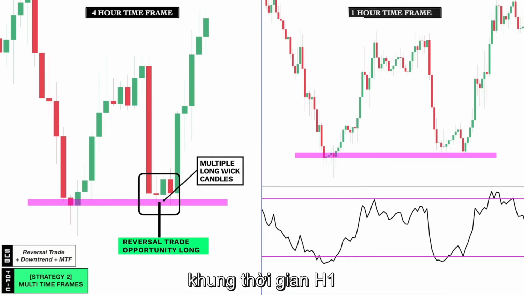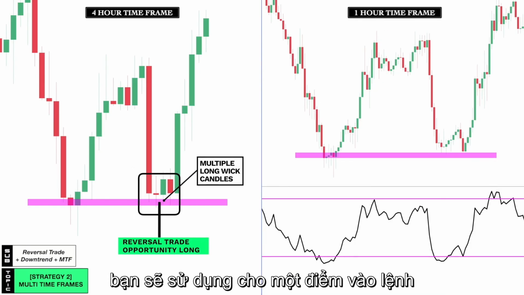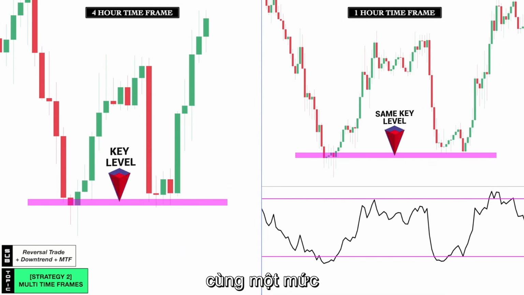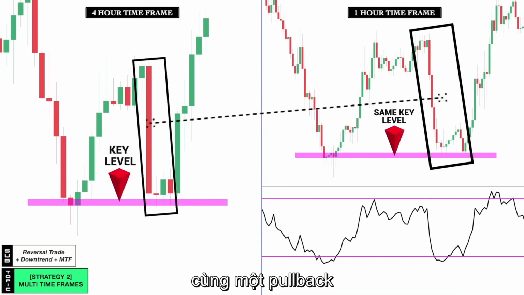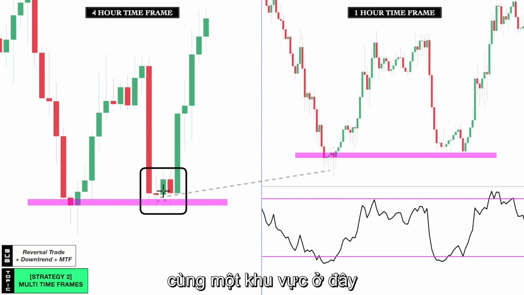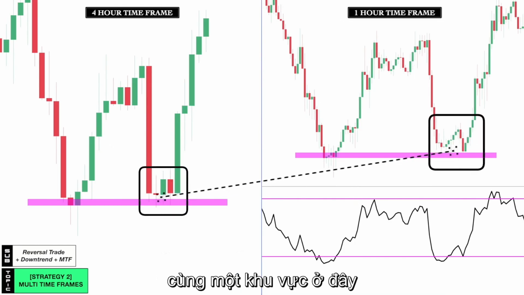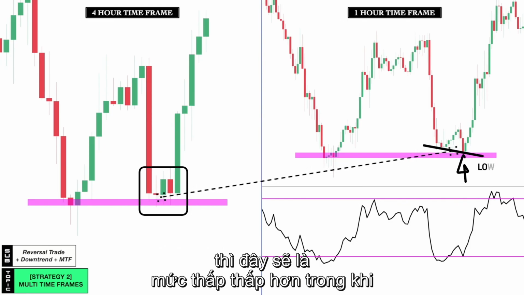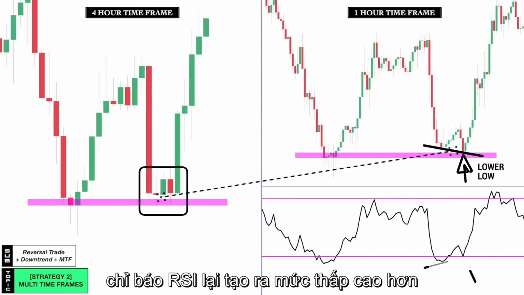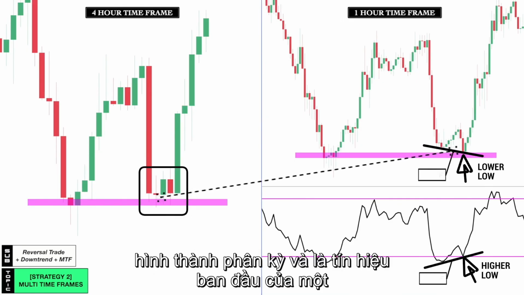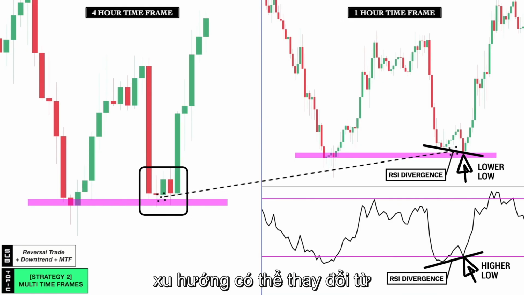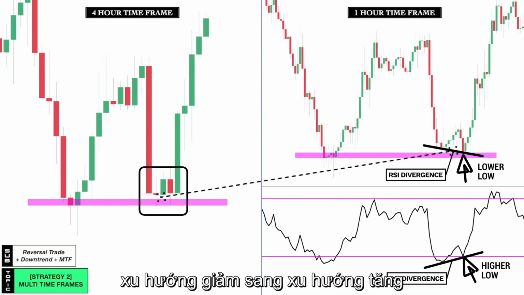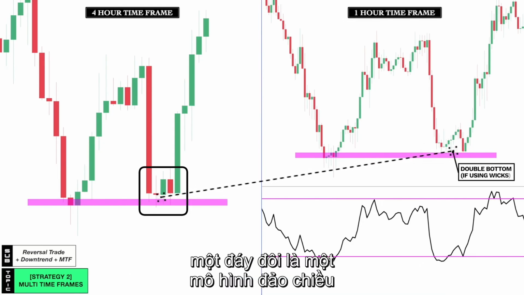So then on the right is the 1-hour time frame that was used for an entry point. Same key level, same pullback. This area here is this same area here. Now, if you use candle closes for your analysis, this is a lower low, whereas the RSI makes a higher low, which formed a divergence and is an early signal of a possible trend change from a downtrend to an uptrend. This can also be viewed as a double bottom, which is a reversal pattern.